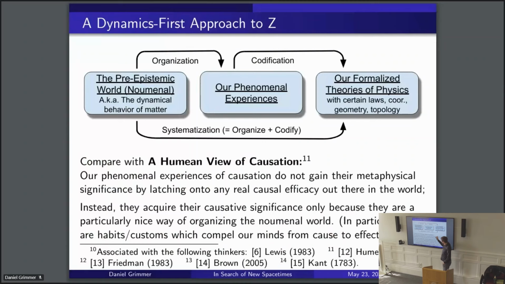causation. I would take Hume to say that our phenomenal experiences of causation don't gain their causative significance by latching onto any hardworking cause-effect relationships out there in the world. What they're doing is they acquire their causative significance only because they're a particularly nice way of organizing the world. But what does Hume in particular mean by particularly nice? He would say that they're customs or habits which compel our mind to move from cause to effect. So he gives a story about what makes them nice and how they pick up their causative significance.